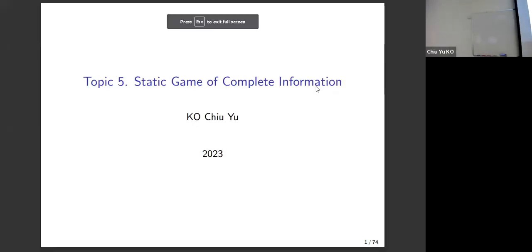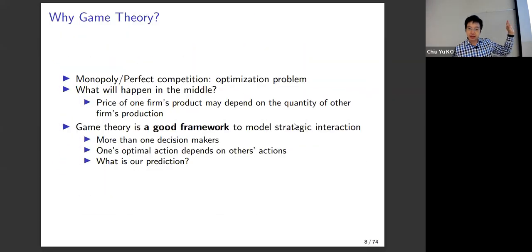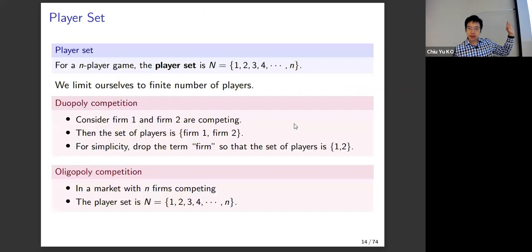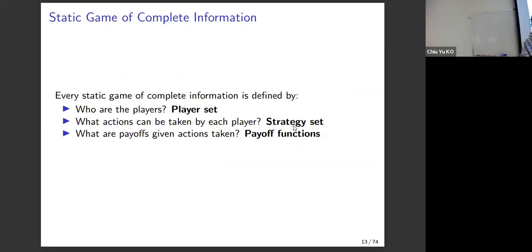So, static games of complete information, just to recall, very important. One thing is how we define a complete information game in static form. It has 3 elements, right? If you recall the slide. Who are the players? What strategies can they choose? And what are the payoff functions, right? So basically we ask who are those people, what can they do, and what are the consequences of their doing. So there are 3 elements there.